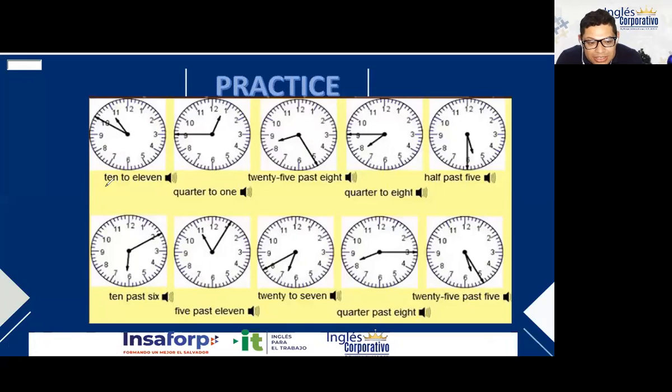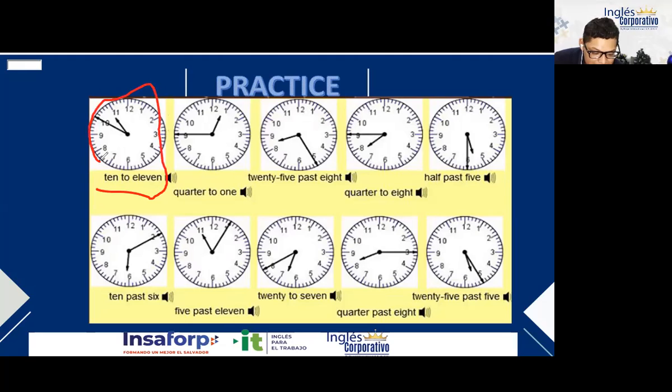Volvemos a ver las horas siempre en esta estructura, porque en inglés es mucho más práctico, por decirlo así. Look at the examples. Veamos la siguiente. Okay, vamos a empezar con la siguiente. Yes? Let's continue. Okay, look at this one. Look at the next one.